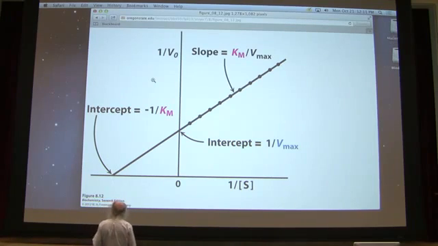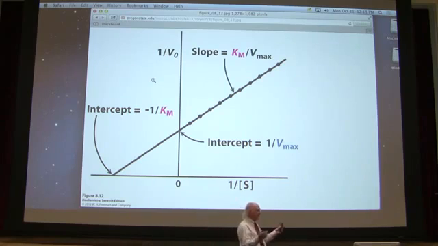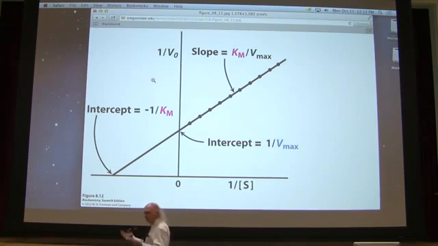The place where it crosses the x-axis is minus 1 over Km. So I didn't have to do any guesses. I got precise values now for Vmax and for Km. If the value where it crosses the x-axis turned out to be minus 4 according to this plot, then the value of Km would be 1/4, because minus 1 over minus 4 equals 1/4. So Km and Vmax turn out to be very easy for me to calculate as a result of that.